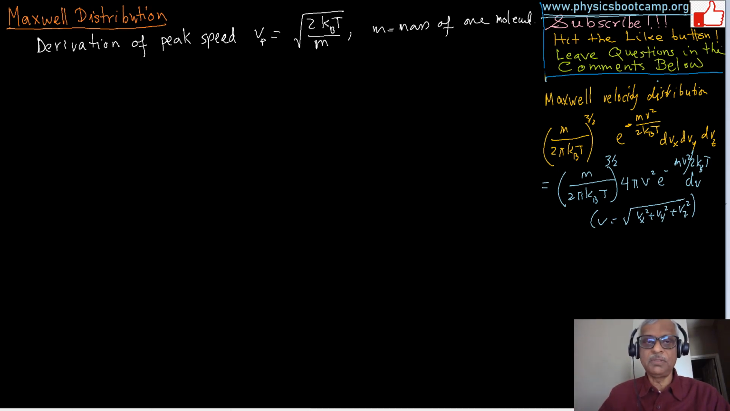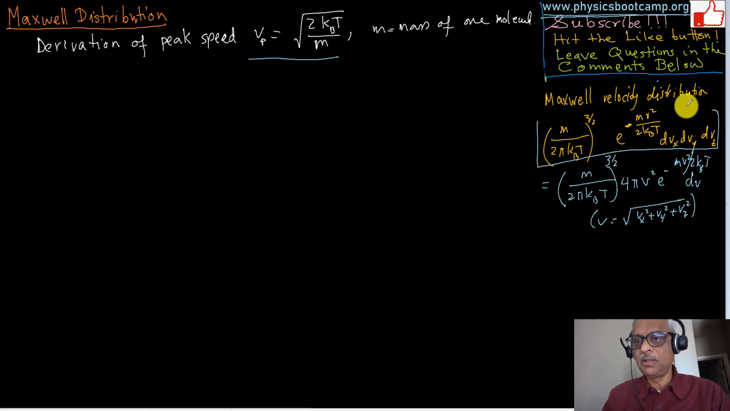Hello everyone. Today I'm going to answer something that some of you asked me. In the last video, we had a peak velocity formula, and I didn't derive it. I didn't show you where it comes from. We're talking about the Maxwell velocity distribution, the distribution of the speed of molecules.